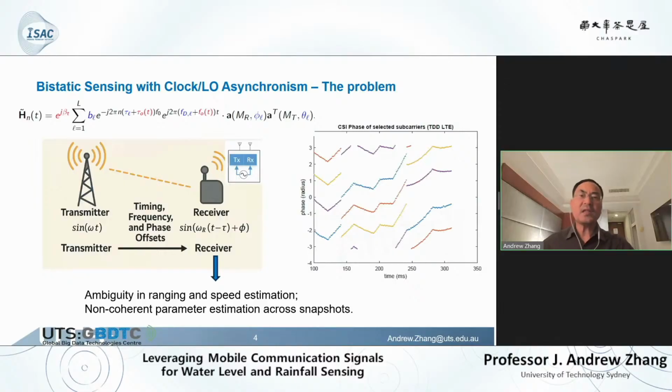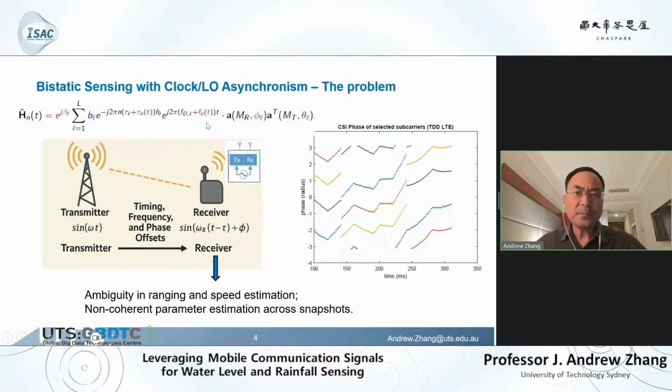Bistatic sensing means the sensing is realized between geographically separated transmitter and receivers, and clock asynchronism is a critical issue to be solved so that bistatic sensing can be realized. The clock asynchronism means the underlying hardware clocks are not locked between the transmitter and the receiver. As a result, there will be multiple offsets caused, for example, random phase offset, delay timing offset, and carrier frequency offset, as shown in the red symbols in this equation here.